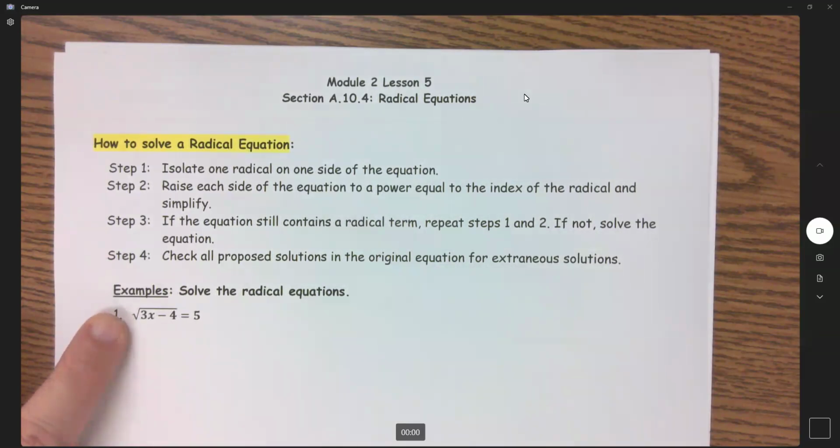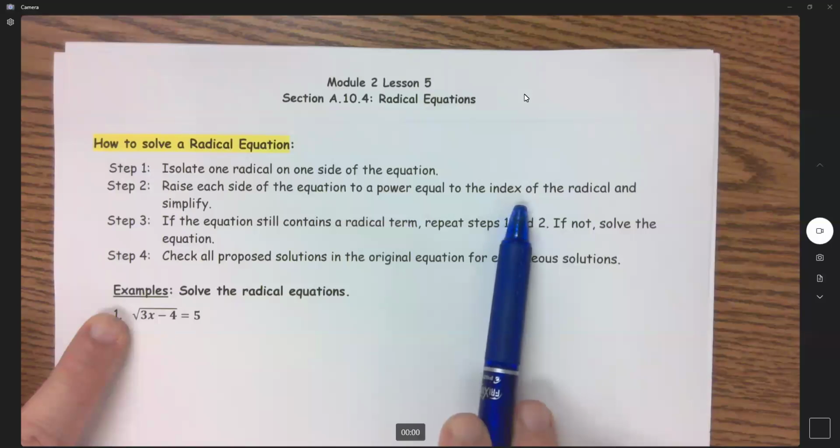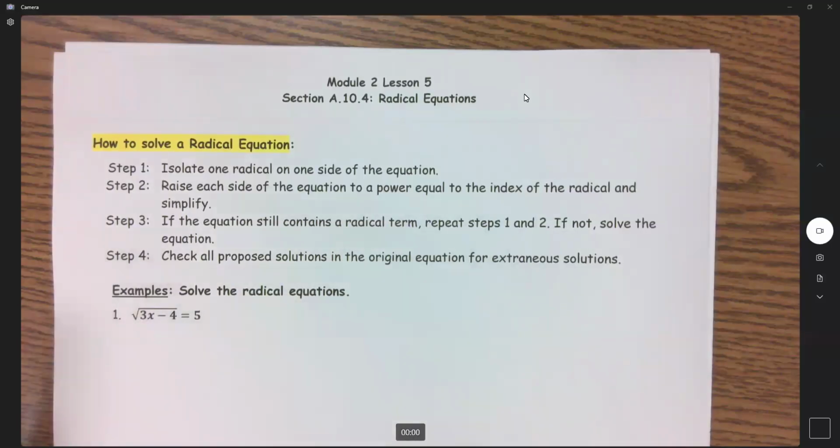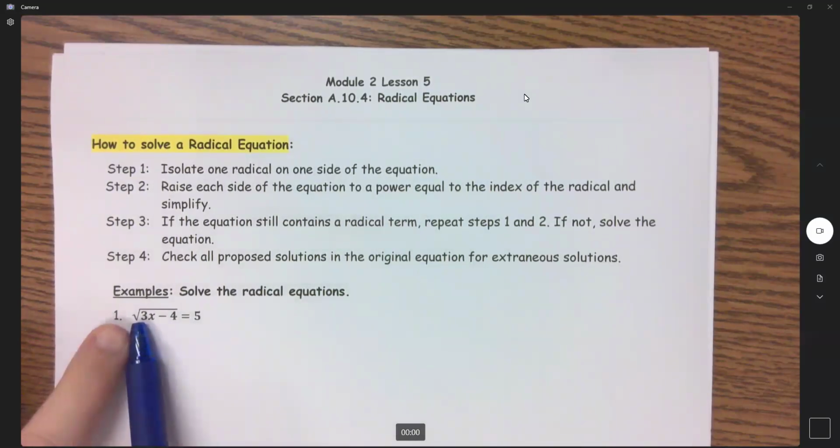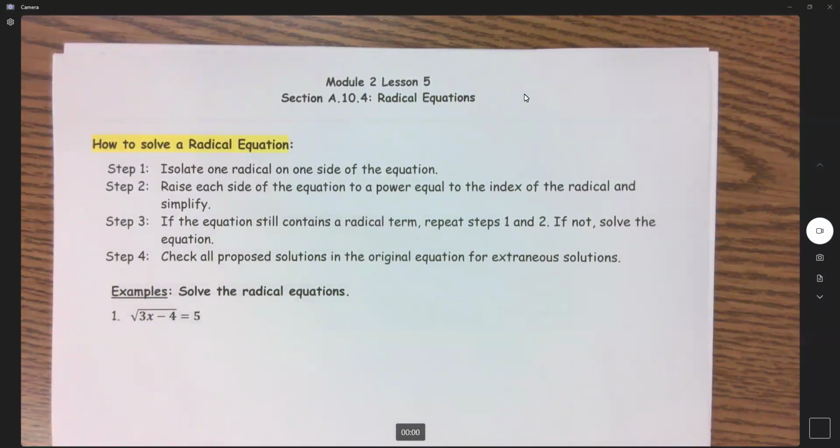But this works for anything. So what I mean by the power equal to the index is if this was a cubic root, we would cube both sides. If we had the fourth root, we would then take each side to the fourth power. So you want to match that index to whatever power you're using. Step 3, if the equation still contains a radical term, you need to repeat steps 1 and 2. If not, solve the equation. And that's only going to come into effect on our very last problem. And then step 4, check all proposed solutions in the original equation for extraneous solutions.